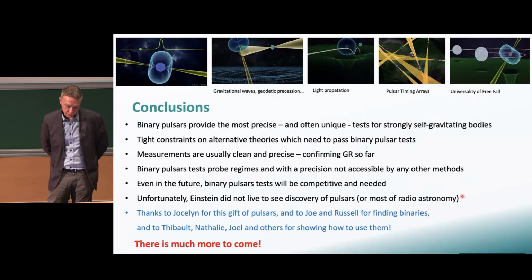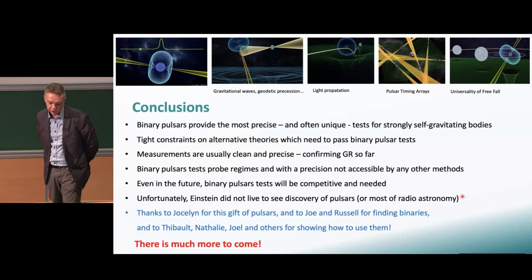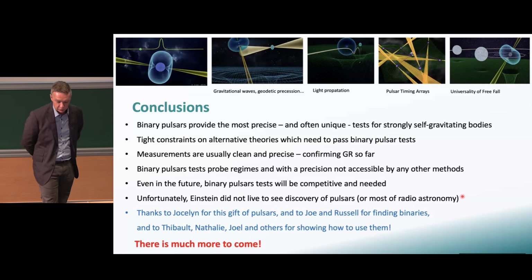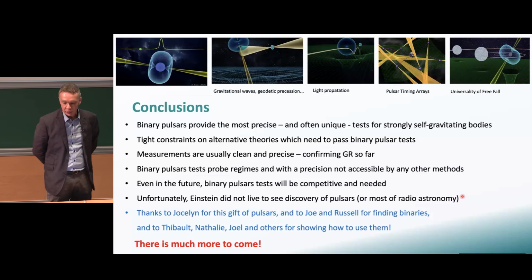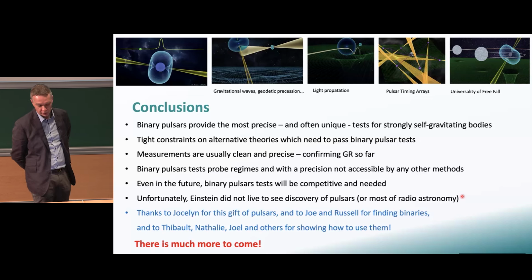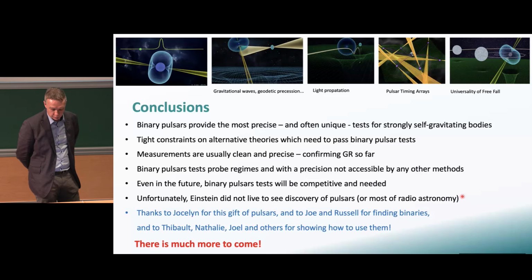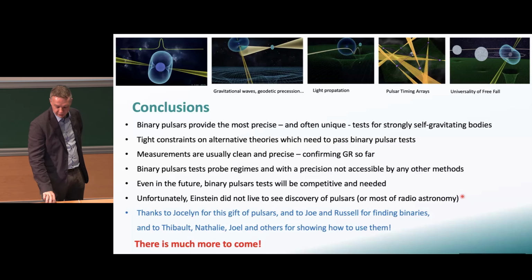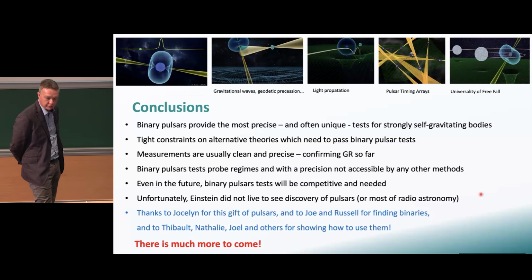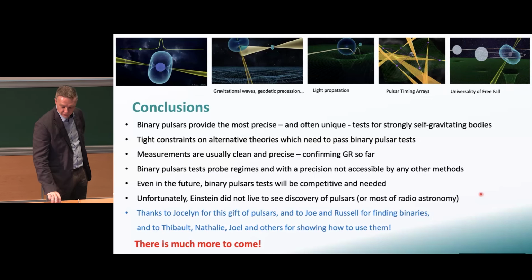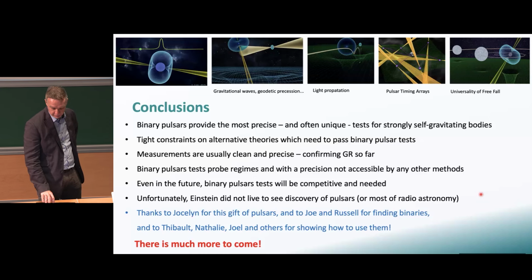Pulsars provide the most precise and often unique test of strongly self-gravitating bodies. They produce, as we have heard, tight constraints on alternative theories, which need to pass binary pulsar tests. The measurements are usually clean and precise because we're dealing with almost ideal test masses, and all of them have confirmed GR so far. And we probe regimes, parameter spaces or effects that are usually not accessible by other methods. And therefore, I truly believe that even in the future, even in the era of next-generation gravitational wave detectors and other experiments, binary pulsars will still be competitive in terms of tests and will be needed to test certain aspects of the theory.